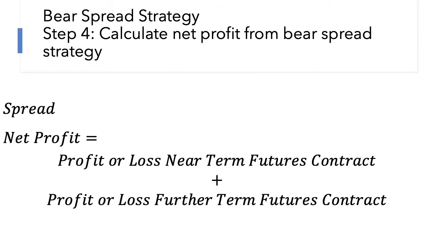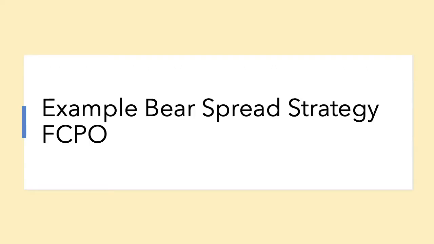And the last step, step number four, you need to calculate the net profit from the bear spread strategy. So the formula is: net profit of the bear spread strategy equals the profit or loss you get from the near-term futures contract plus the profit or loss that you get from the further-term futures contract. Let's move to the example for the bear spread strategy. In this example, I'm using the FCPO futures contract.